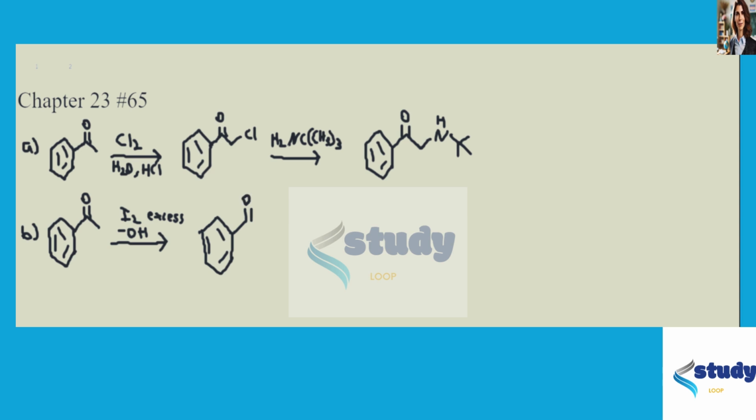And so we end up with a carboxylate ion here. And so if we just throw some aqueous acid in there, that will protonate our carboxylate ion and leave us with the carboxylic acid. Okay, so there we go.